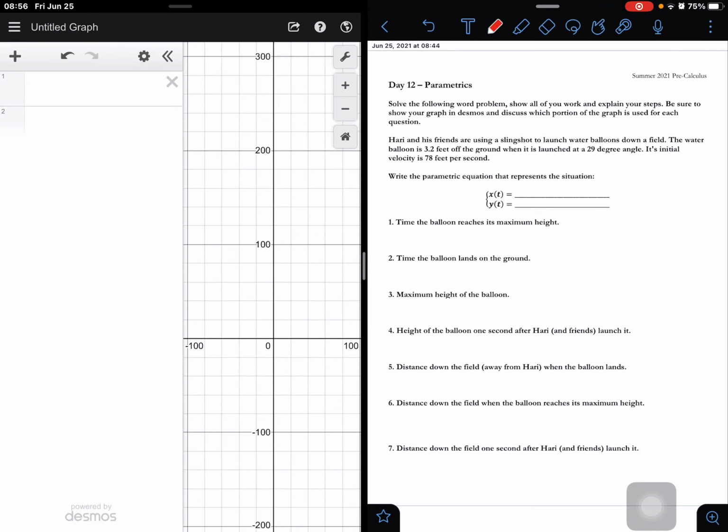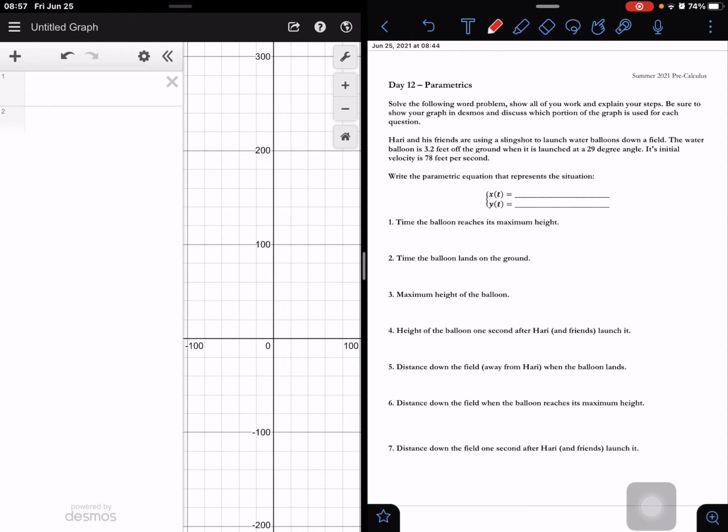Solve the following word problem, show all of your work, and explain your steps. Be sure to show your graph in Desmos and discuss which portion of the graph is used for each question. Javi and his friends are using a slingshot to launch water balloons down a field. The water balloon is 3.2 feet off the ground when it is launched at a 29-degree angle. Its initial velocity is 78 feet per second.